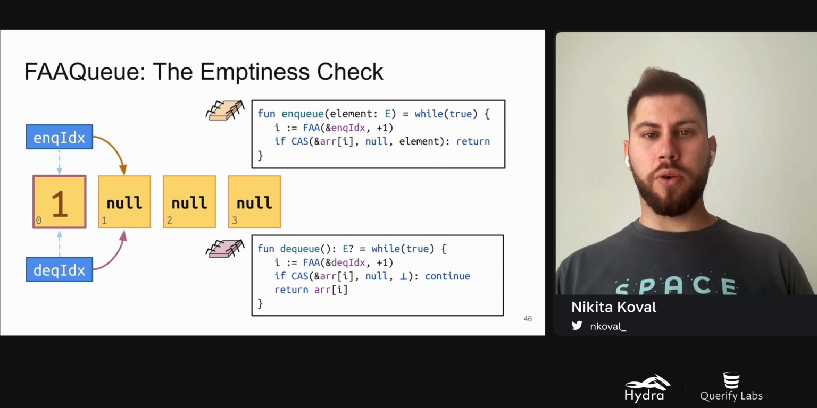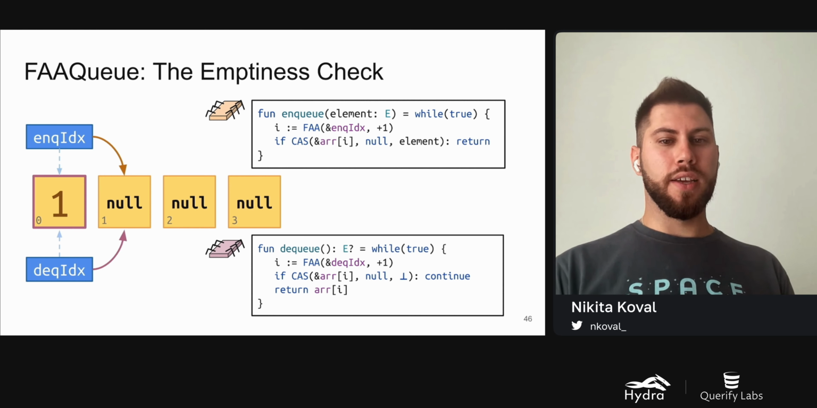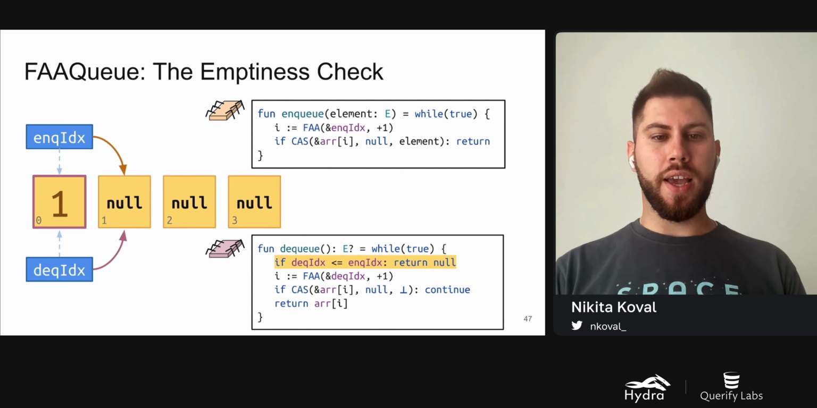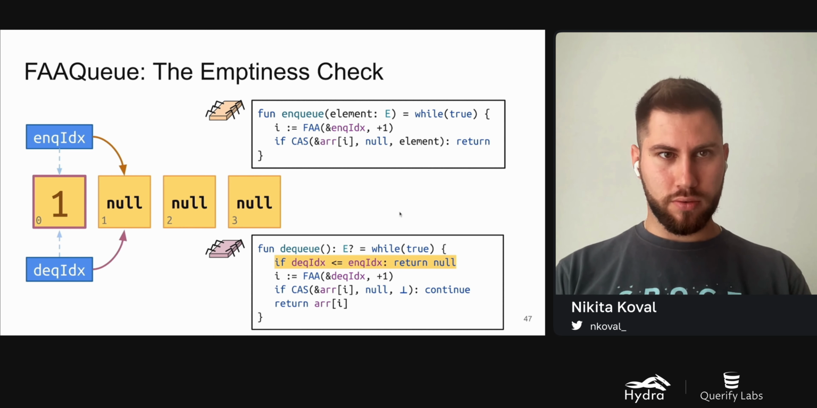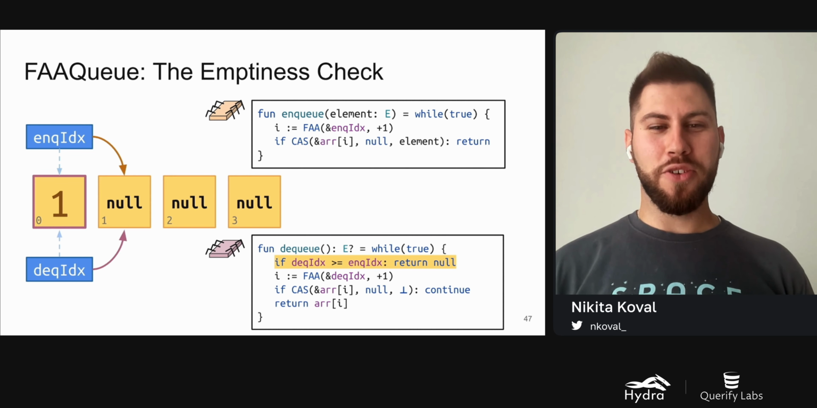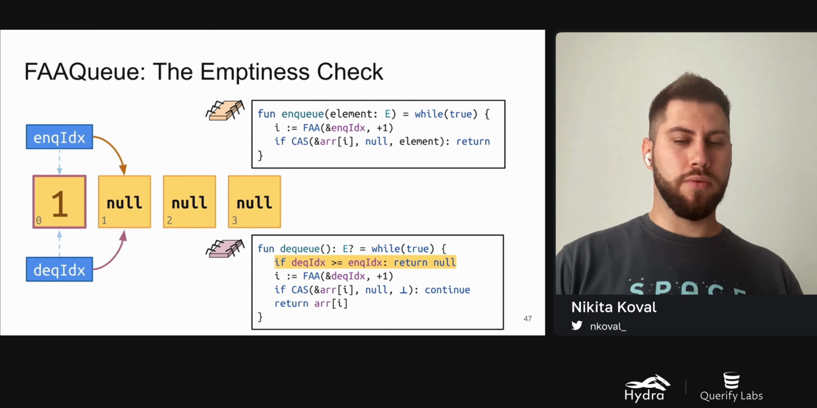So we can simply check whether this cell referenced by deq index is already covered by enq. So we simply compare deq index and enq index counters. So when deq index counter is greater or equals to enq index, then the queue is empty.